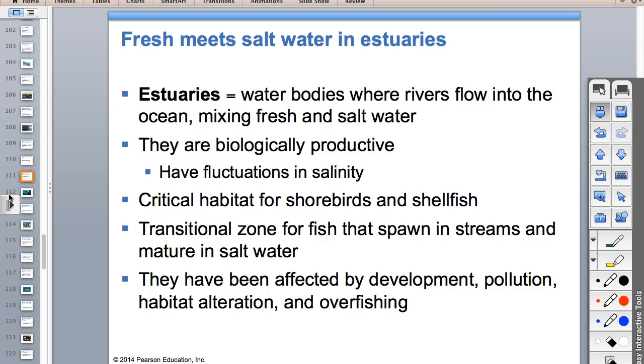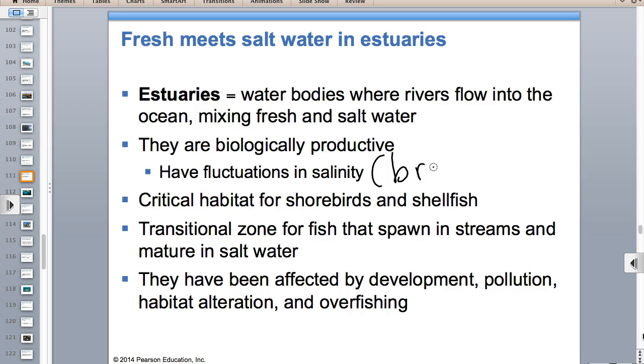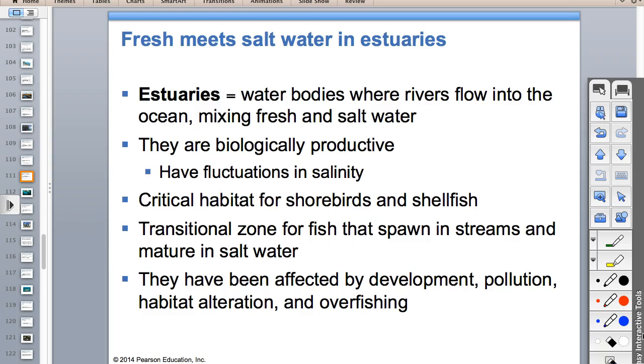So estuaries, those are both examples of estuaries. Estuaries are where you have brackish water. Let me give you that. So I have that on here. Brackish water is water that is part salty and part fresh. And it can change throughout the day as tides go up and down. And so estuaries are where rivers flow into the ocean and mix salt and fresh water. Again, critical habitat for shorebirds and fish. And also they have been overfished and developed.